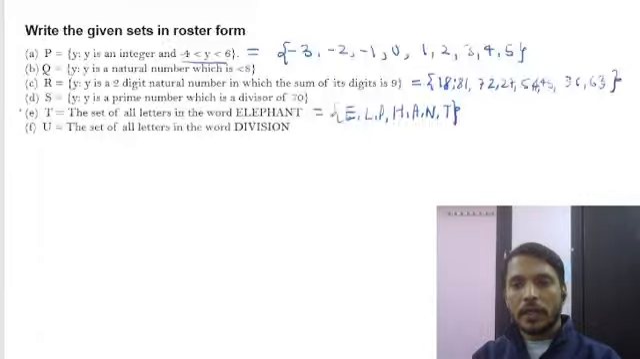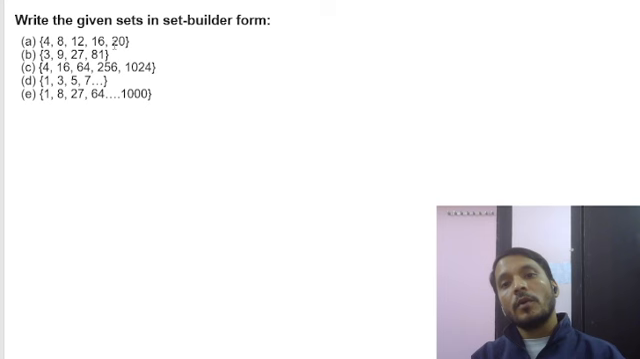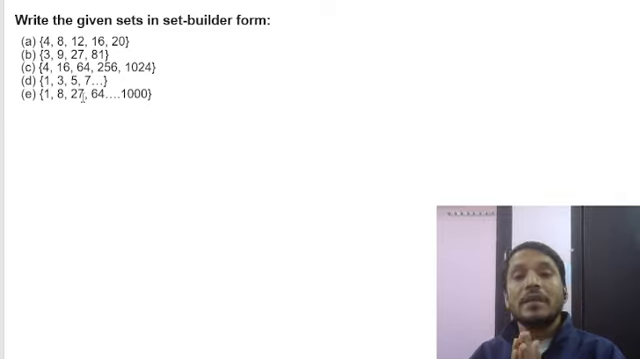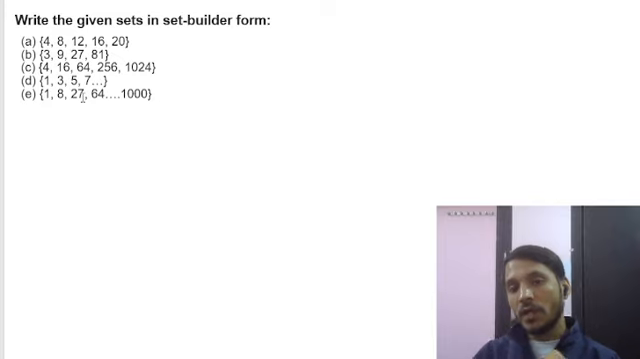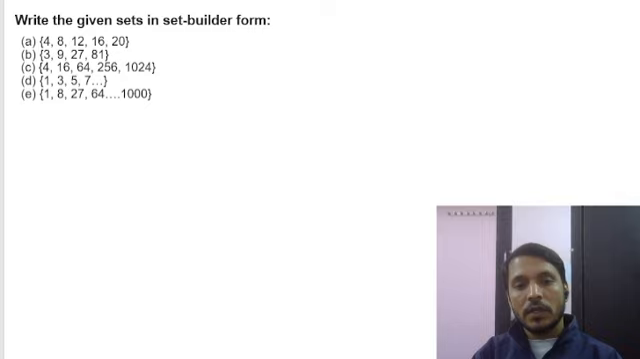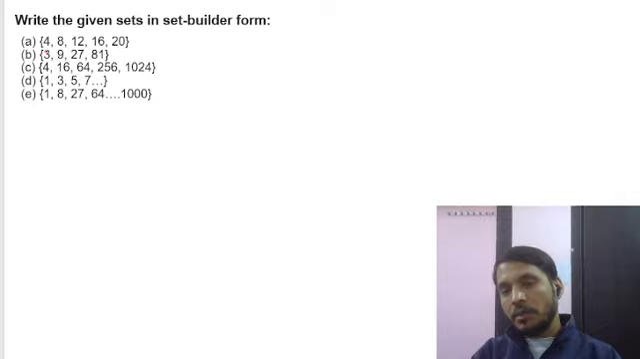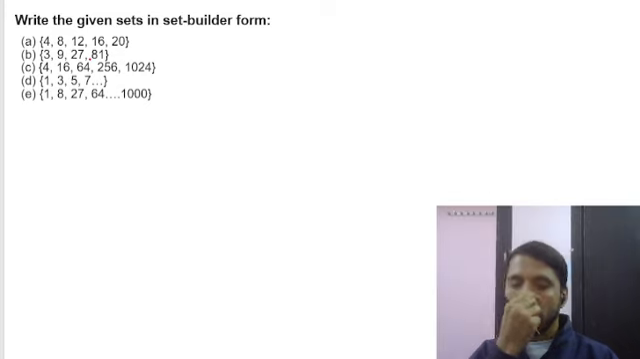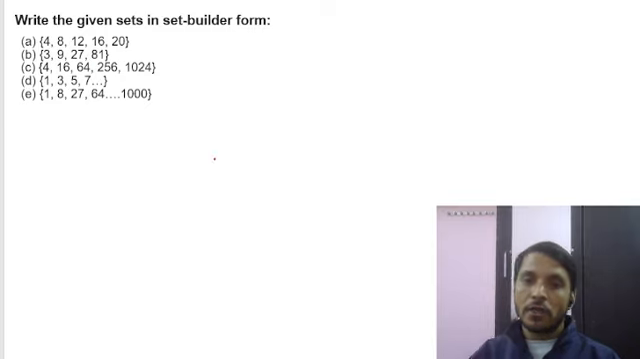Now some more questions we will take, where we will convert from roster to set builder form. In set builder form, we have to find out the characteristics or properties of the given elements in the set. I'm taking one example, example number one. Here we have been given the elements 4, 8, 12, 16. What are the common properties between them? We can see all are multiples of 4, and also natural numbers.